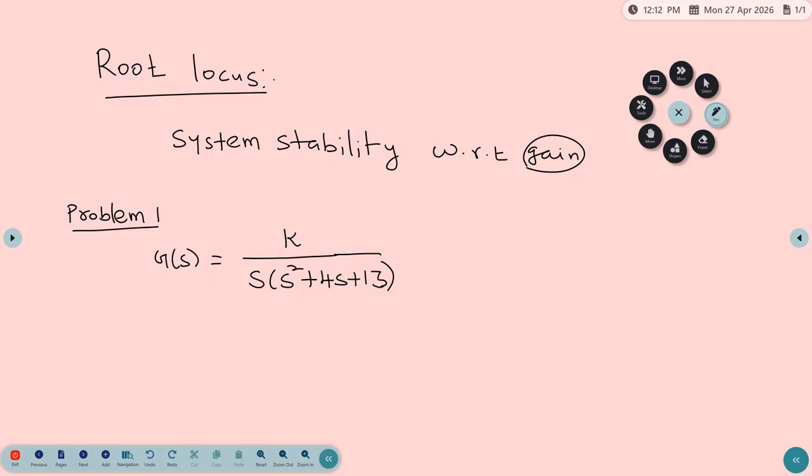Now here problem 1 is provided: the open loop transfer function of a control system is given by K divided by s into (s square plus 4s plus 13). We need to construct the root locus for this open loop transfer function G(s). The given system is a unity feedback system. We know unity feedback system means we can assume H(s) is equal to 1. Okay, now we will see how we can proceed.